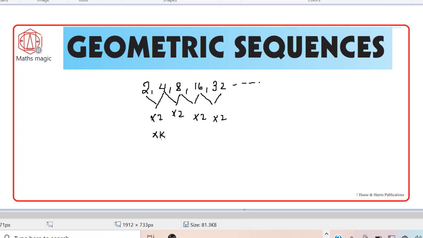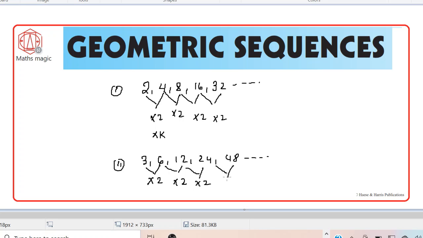Now we have to see some more examples. Let's say you have a pattern like 3, 6, 12, 24, 48, and so on. You can see again that the new term is obtained by multiplying the previous term by 2. So again it's a geometric sequence.